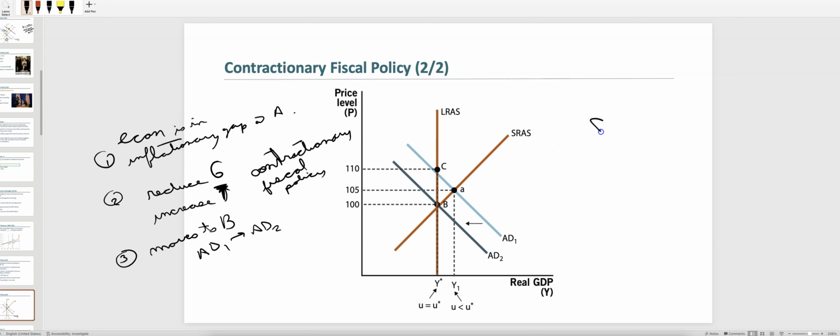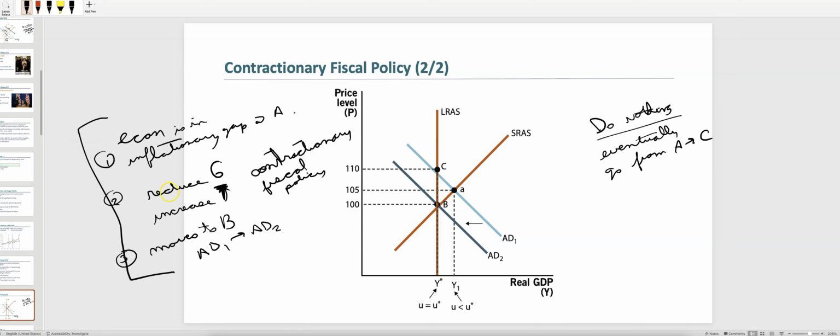And if you did nothing, you'd go eventually from A to C. But it would take a lot longer. So here you actually have a very strong argument for intervention to control the inflation that exists at point A. It's just really hard politically to get reelected when you're saying that government needs to spend less and tax more.